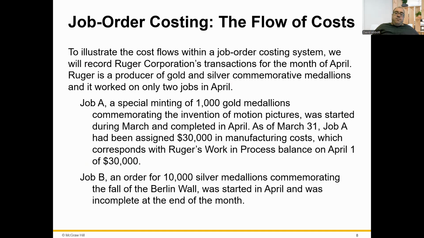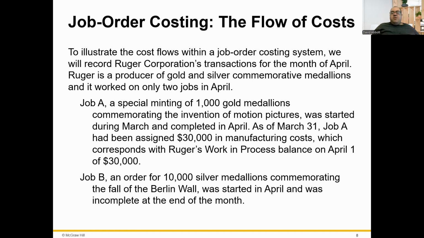Okay, so we have another way of looking at it. First of all, these are the transactions that we're going to take a look at, and then I'll show you on our T accounts. So to illustrate the cost flows within a job order costing system, we will record Ruger Corporation's transactions for the month of April. Ruger is a producer of gold and silver commemorative medallions, and it worked on only 2 jobs during the month of April.